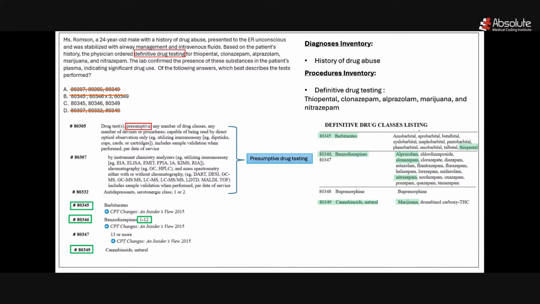You all rocked it. Let me know, coders, did the explanation help? And are you able to distinguish between a definitive drug class testing and a presumptive drug testing?